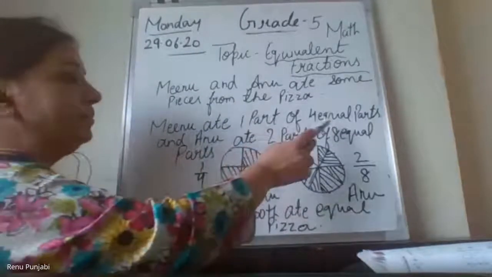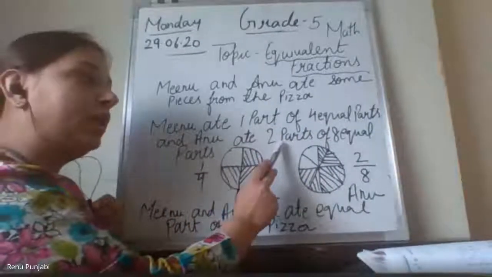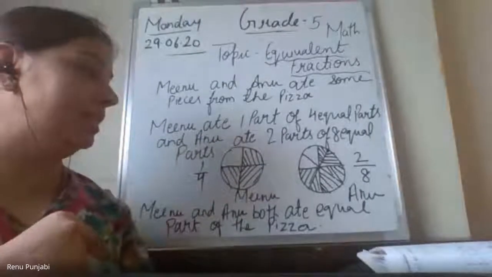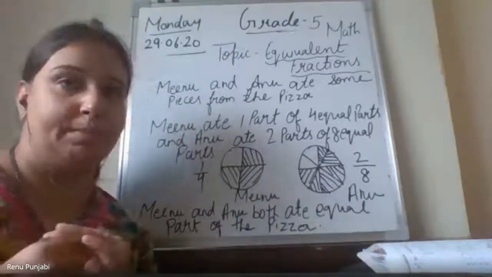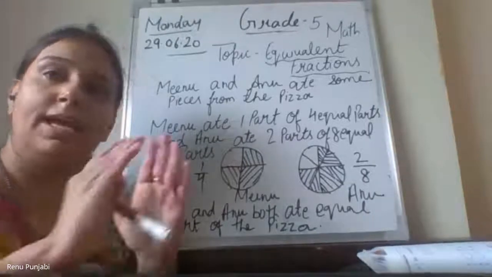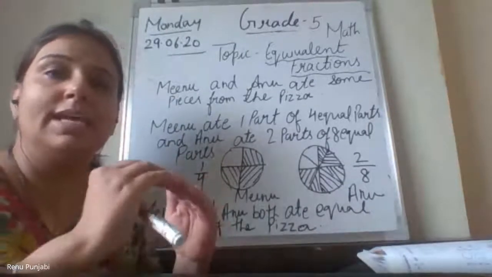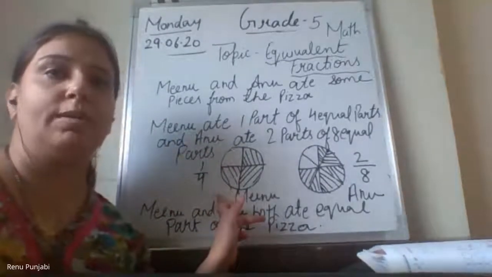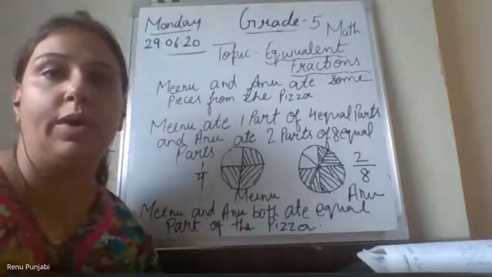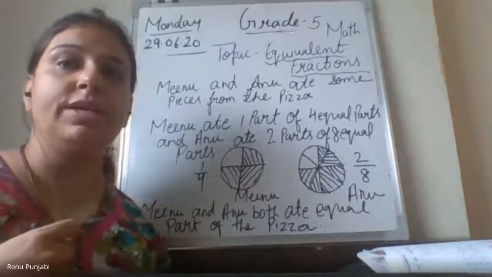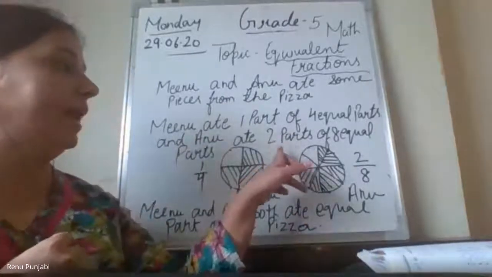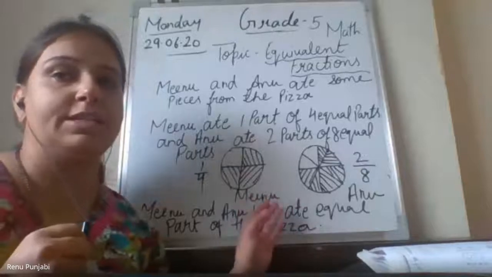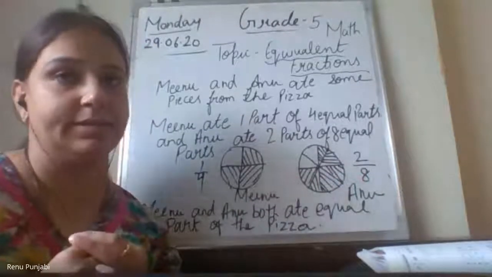Now Anu ate two parts of eight equal parts. Means she divided her pizza into 8 equal parts. The whole pizza is the same, the size of the pizza is also the same. But this pizza was divided into 4 equal parts and this pizza was divided into 8 equal parts. Out of these 8 equal parts, Anu ate 2 parts. So the fraction of how much she ate is 2 upon 8.